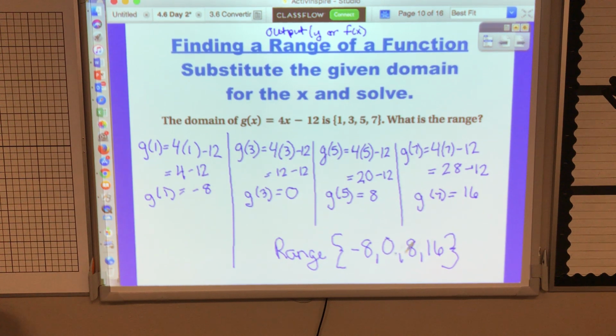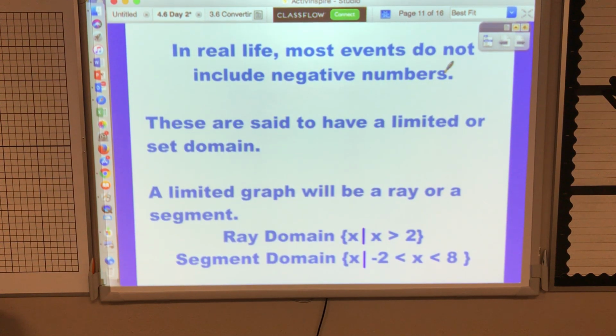Okay. Least to greatest, okay. Plugging in those numbers we got for our outputs. Domain and range, remember, domain's your x values, range is your y values, okay? But in real life, most events, again, do not include negative numbers. And when that happens, they're said to have a set or a limited domain. Limited or set domain, okay?